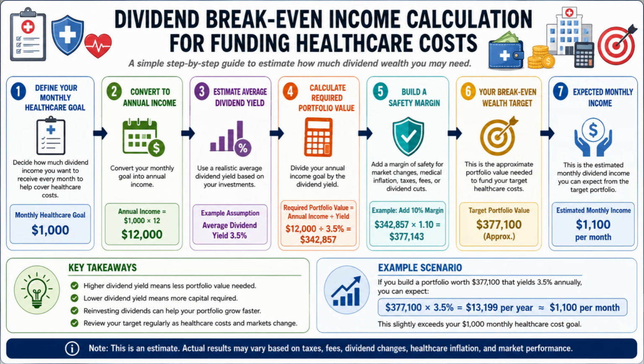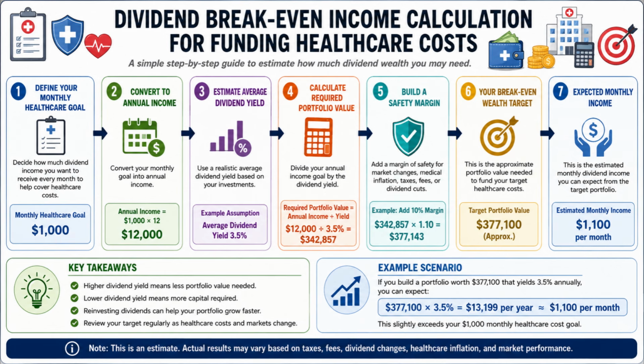After that, we estimate the average dividend yield. In this example, the assumed average dividend yield is 3.5%. Dividend yield shows how much income an investment may generate each year compared with the total value of the portfolio. However, the actual dividend yield can vary depending on the selected stocks, funds, taxes, fees, dividend changes, and market performance.